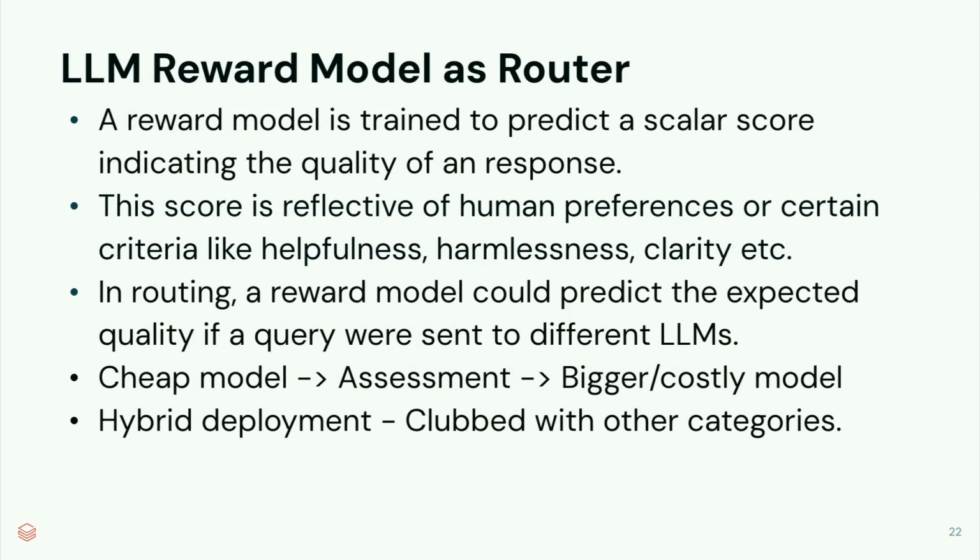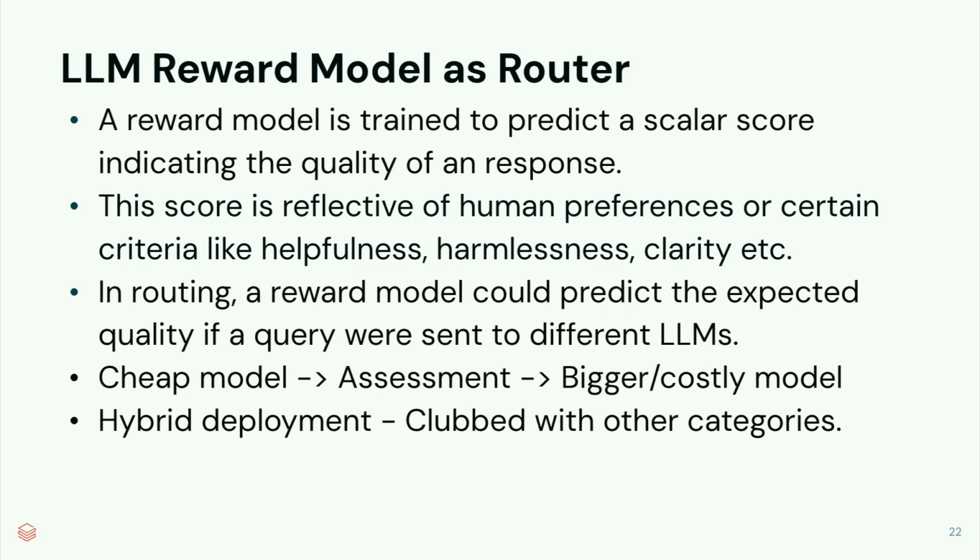LLM as a router is another one where the LLM is trained to predict a particular scalar score, let's say between 0 and 1, which indicates the quality of a response. And this is trained on a human preference data set or LLM as a judge or based on certain rubrics like helpfulness, clarity, harmlessness. And in this framework, a cheap model can first be given your input query.